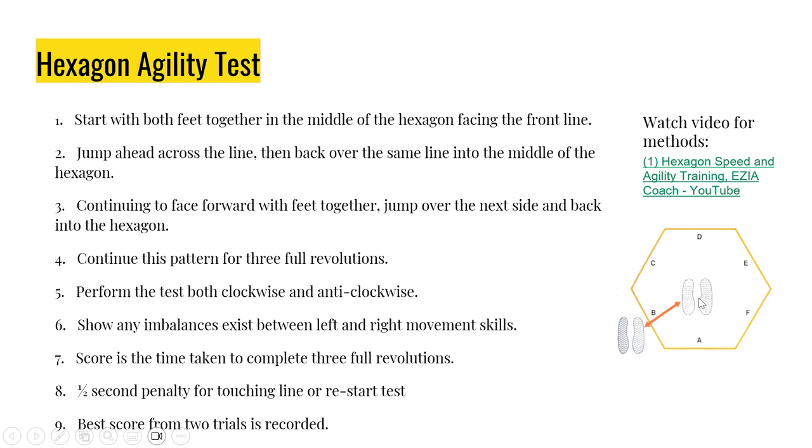Continue this pattern for three full revolutions. Perform the test both clockwise and anti-clockwise. You're going to do three revolutions, right? Jumping outside the hexagon and inside the hexagon for every single side as fast as you can. And the score is going to be the time that it takes you to complete those three full revolutions.